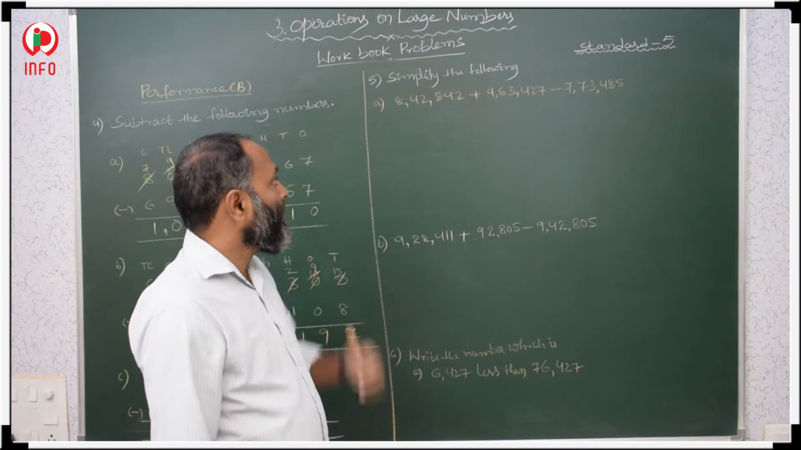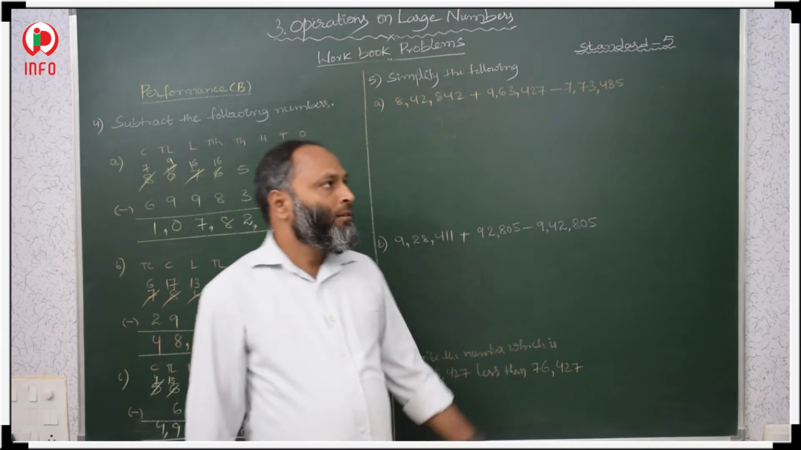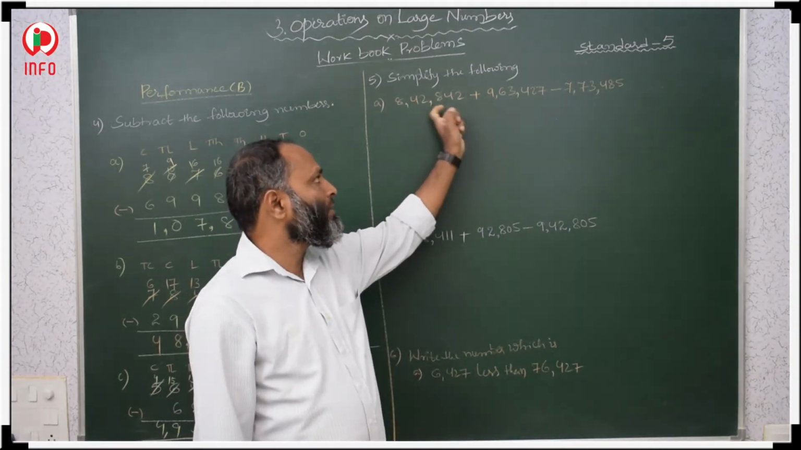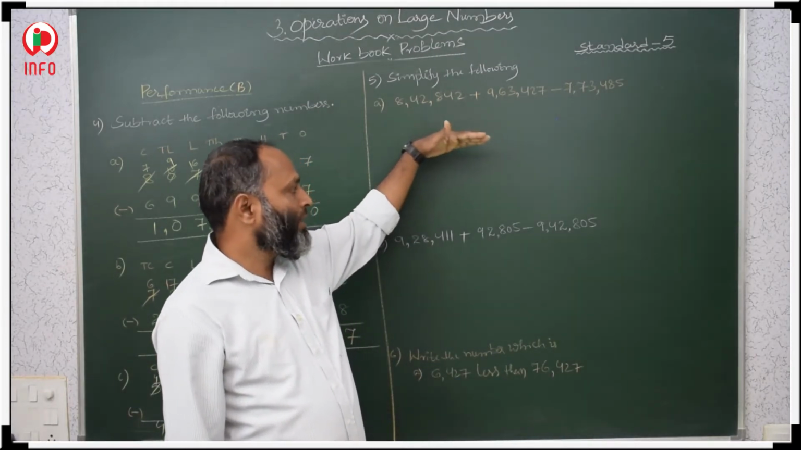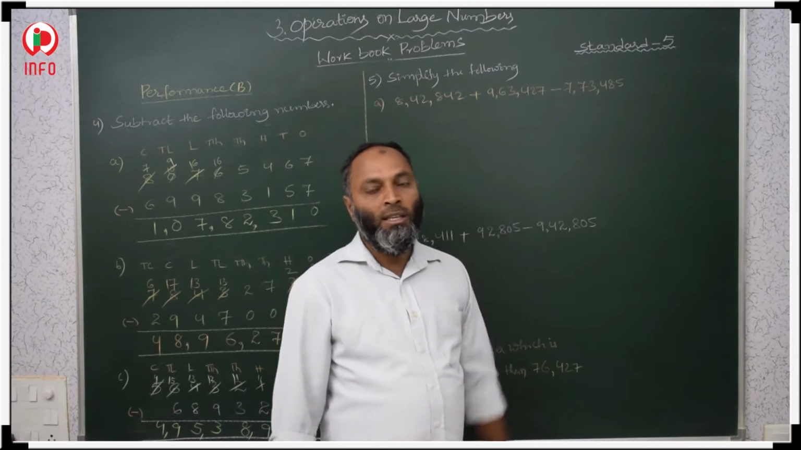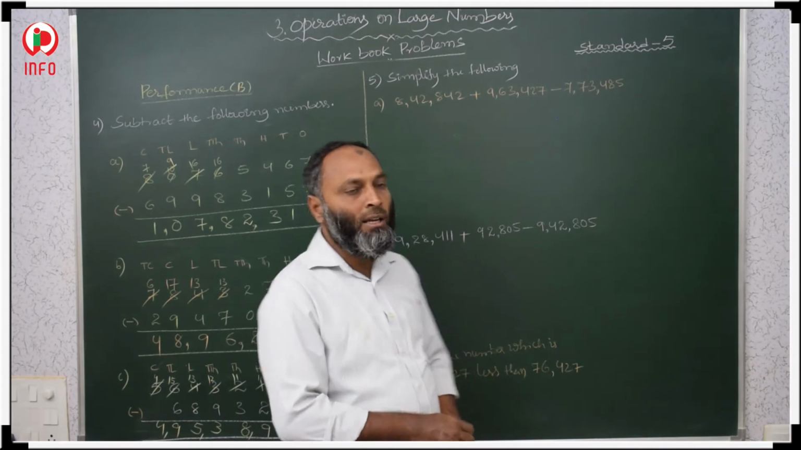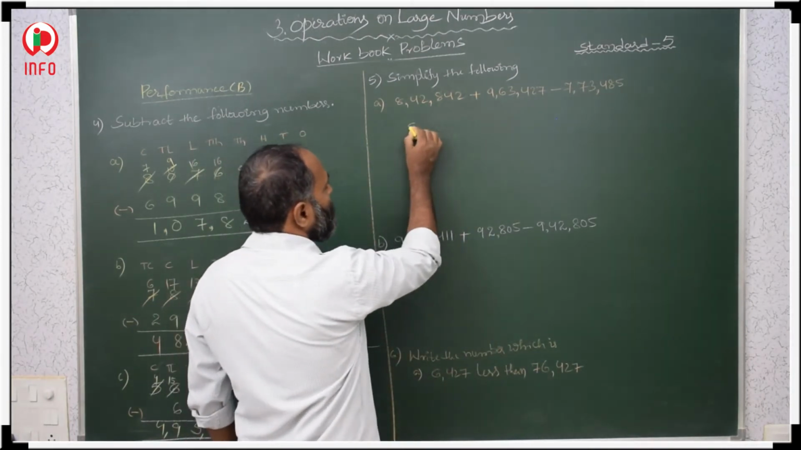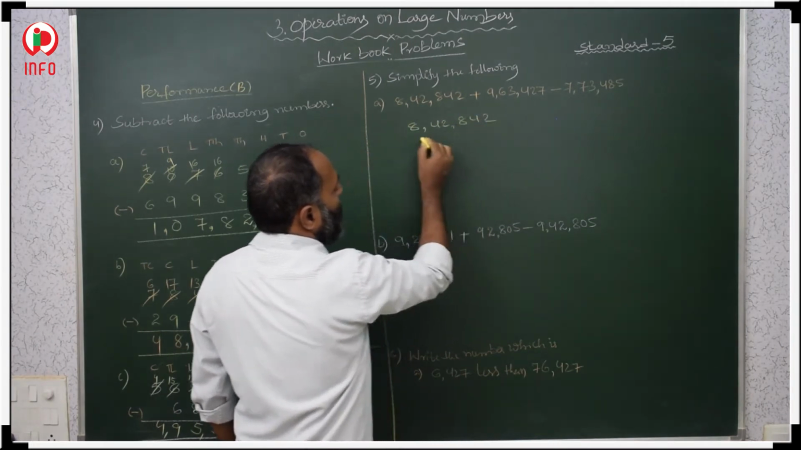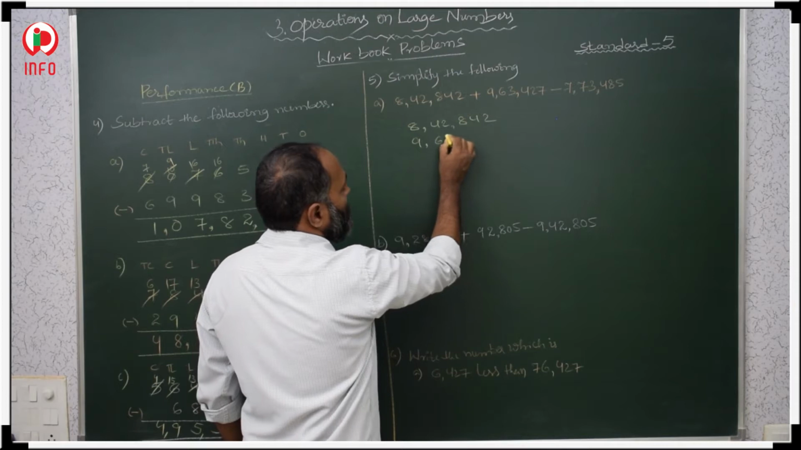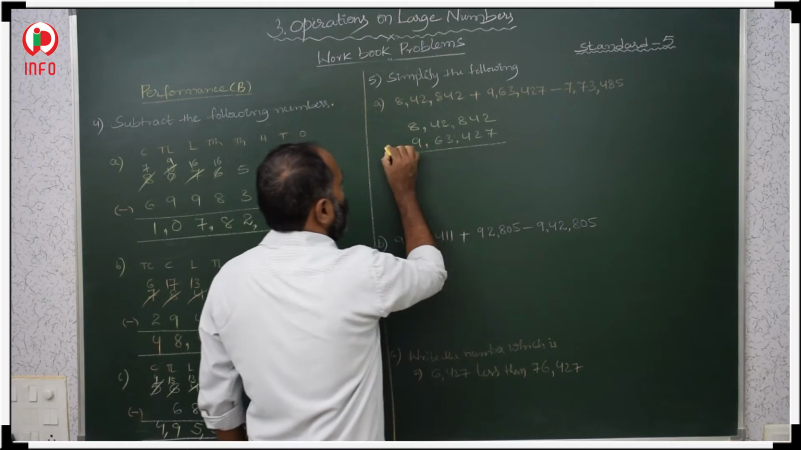In the next question it is given, simplify the following. So what we have to do? First we have to add these two numbers. After getting the sum, in that sum we have to subtract the last number. First we have to add these two numbers. That is 8,42,839 and the next 9,63,427. First we have to add.